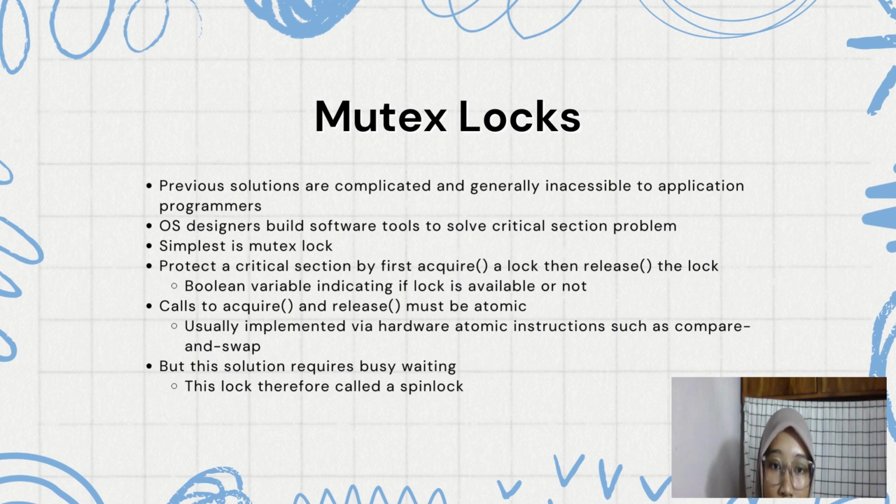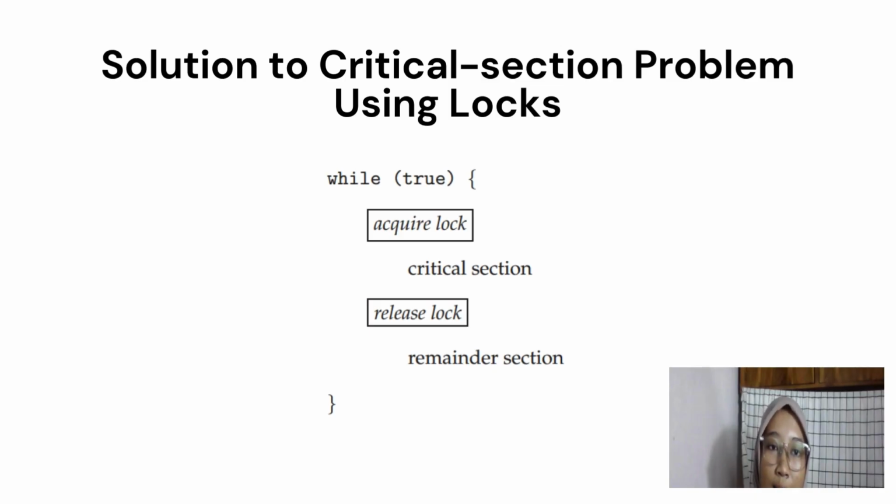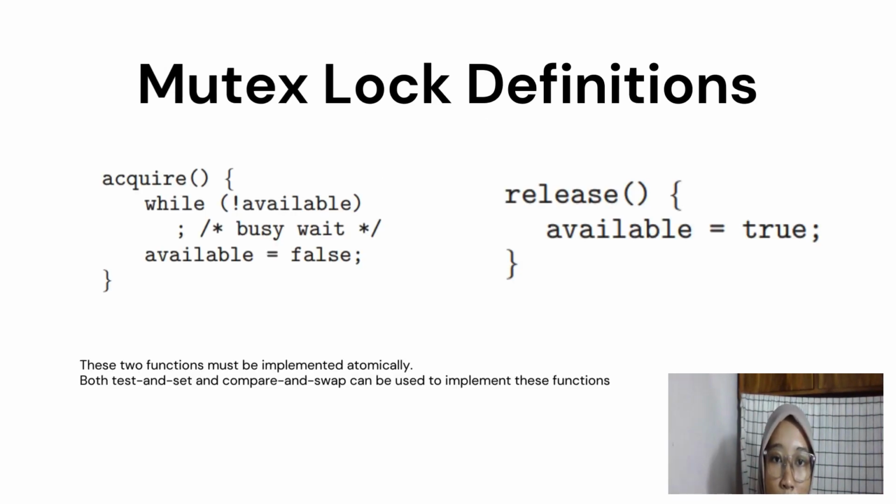But this solution requires busy waiting. This lock is therefore called a spin lock. This is the solution to the critical section problem using a lock. The algorithm is simple: just acquire the lock and then go into the critical section. After that, release the lock and go to the remainder section. This is the mutex lock definition. These two functions must be implemented atomically, and both test and set and compare and swap can be used to implement these functions.